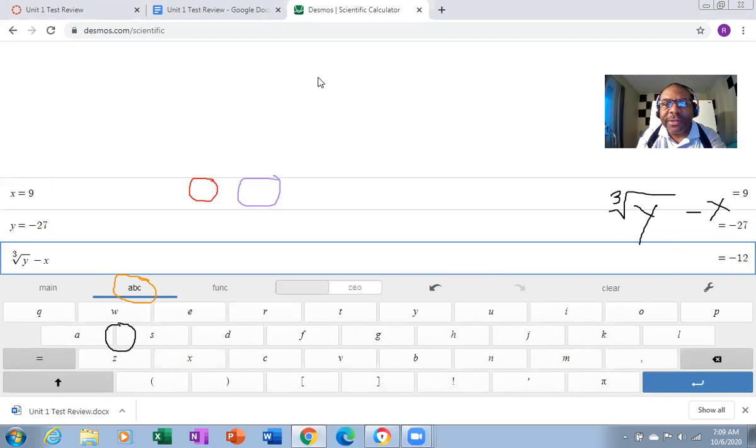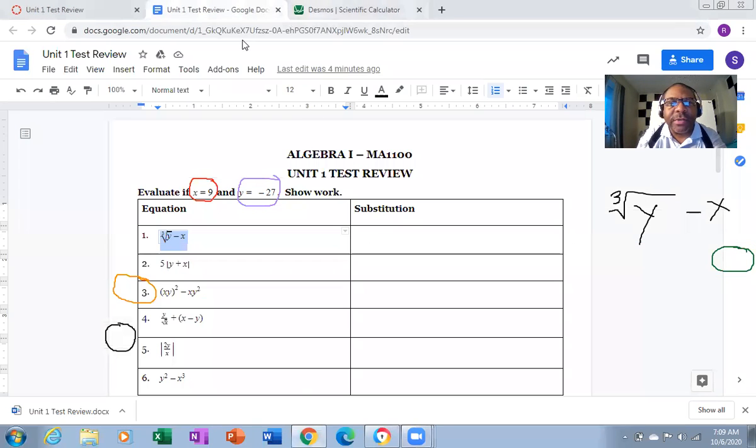Do you see the answer? I see the answer. It's right here. That's where your answer is going to be. I use green because green is money. All right, moneda. So the answer is negative 12. So right here, I'm going to type in negative 12. Let's do the same thing with number 2.